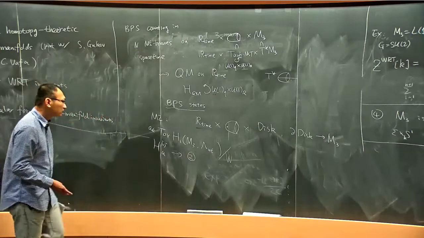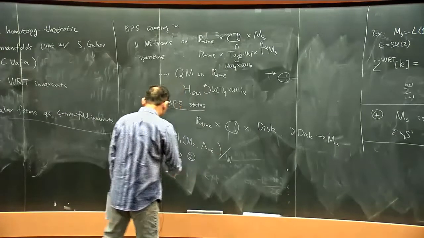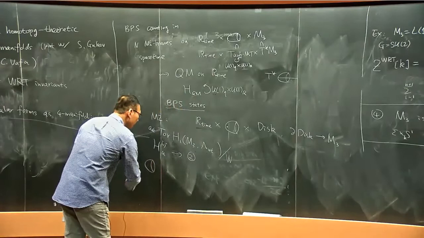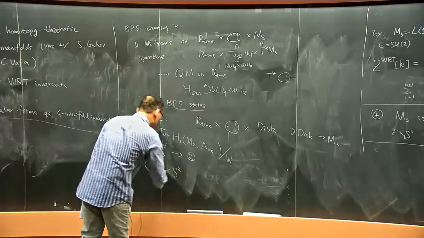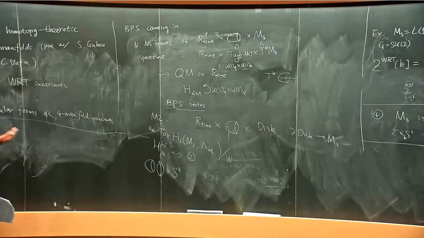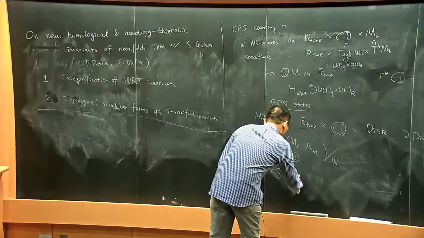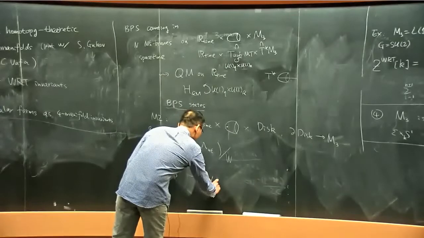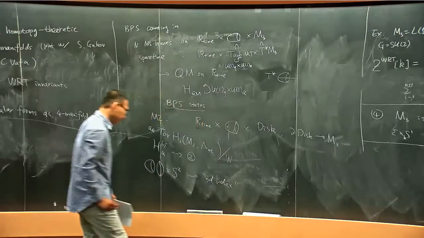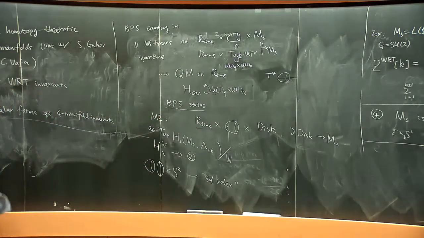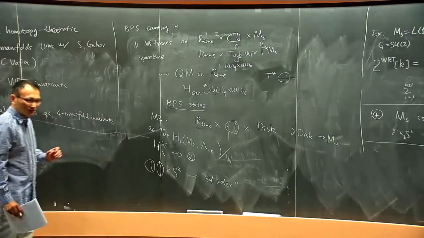Okay, so you have two disks, which can be glued to form an S2. And if you replace the disk in this geometry by S2, the partition function of the system is what is known as a 3D index. And the twisted index is also closely related to the geometry, but with a slightly different supersymmetry background.